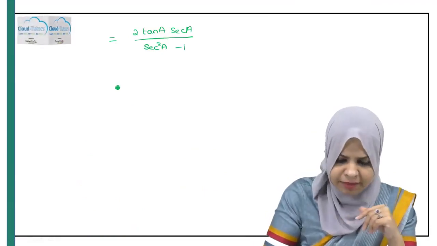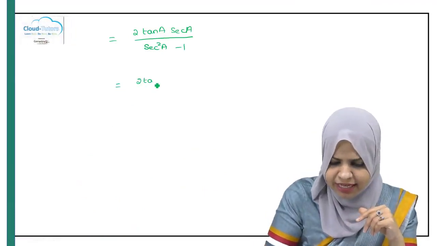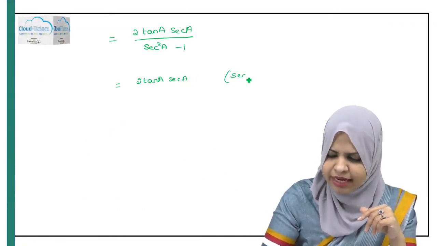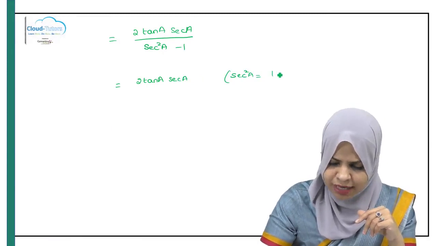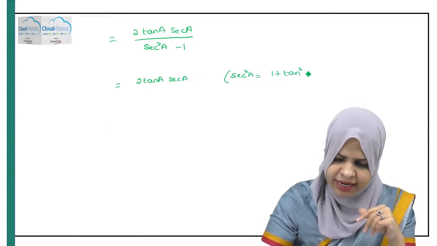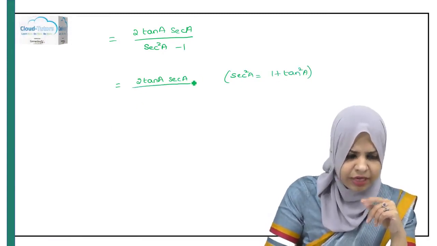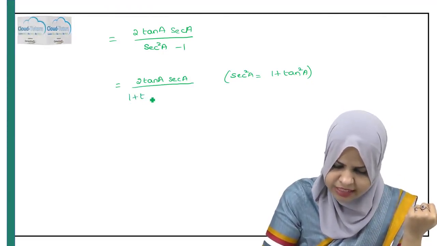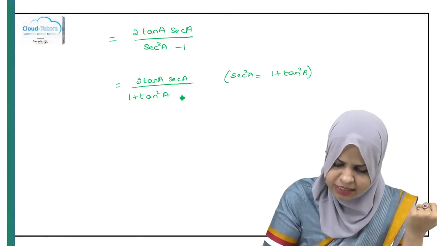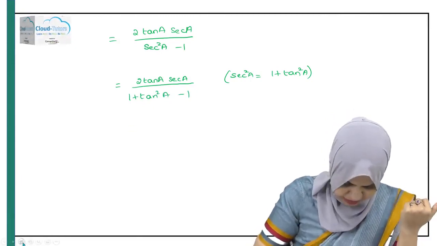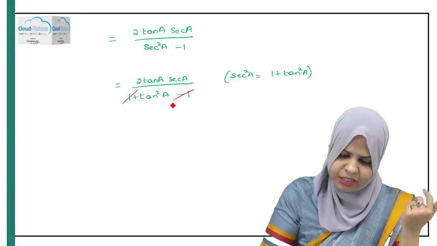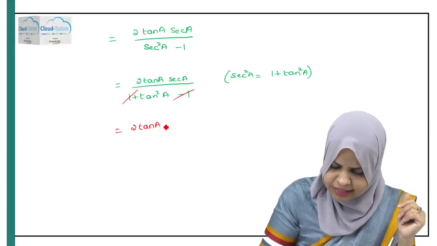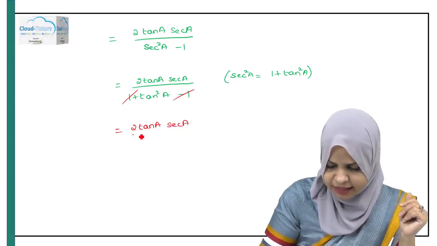And now, remember the identity? That is secant square A is equal to 1 plus tan square A, right? So, if I substitute that, I would get 1 plus tan square A minus 1. So, what happens here? Plus 1 minus 1 gone. So, I'll get 2 tan A secant A by tan square A.